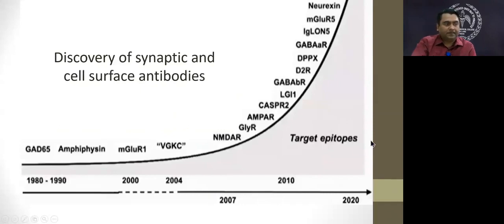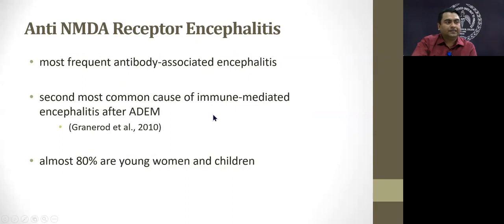Now, the discovery of the synaptic and the cell surface antibodies has been there for quite a few years, but has significantly gone up in its number from 2007, at which point in time the NMDA receptor was initially discovered, and then giving rise to a number of discoveries of antibodies. Now, going on to the illnesses in specific. The first and the most common is the NMDA receptor encephalitis, which is considered the most frequent antibody-associated encephalitis.